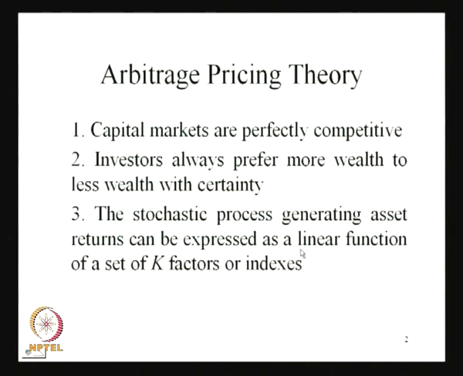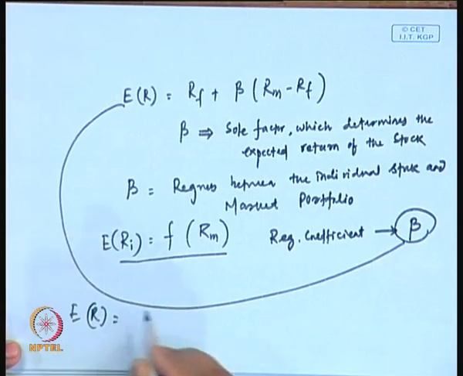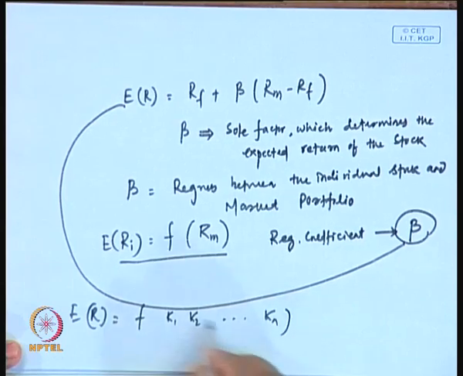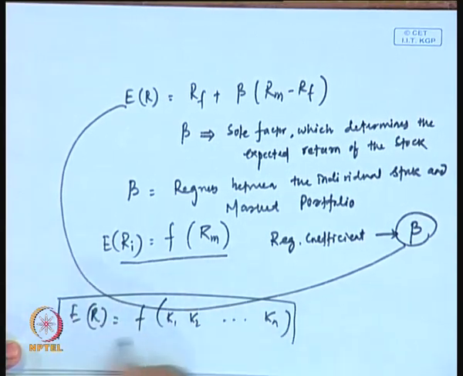And another basic assumption, if you remember, is that it is a linear function. That means the particular variables which are affecting the stock return, and the process through which these variables affect the stock return, are linear in nature. That means no nonlinear relationship should exist between these two. If you take the expected return of the stock, it is basically a function of k1, k2, like that kn, and the whole function is a linear function.